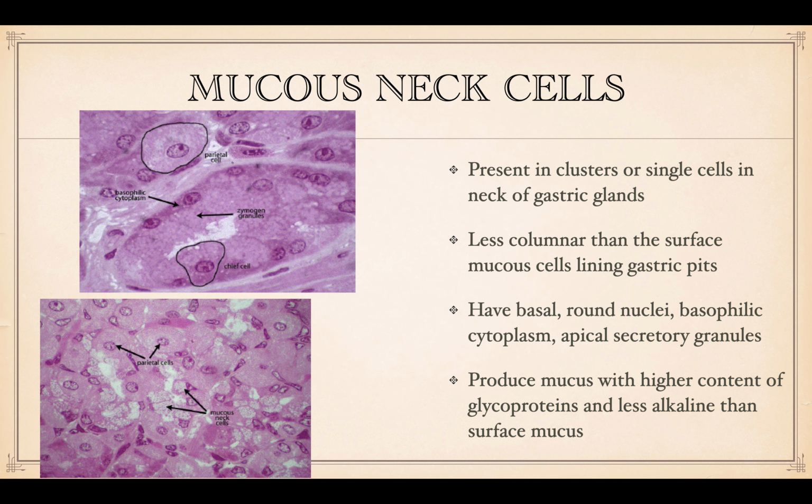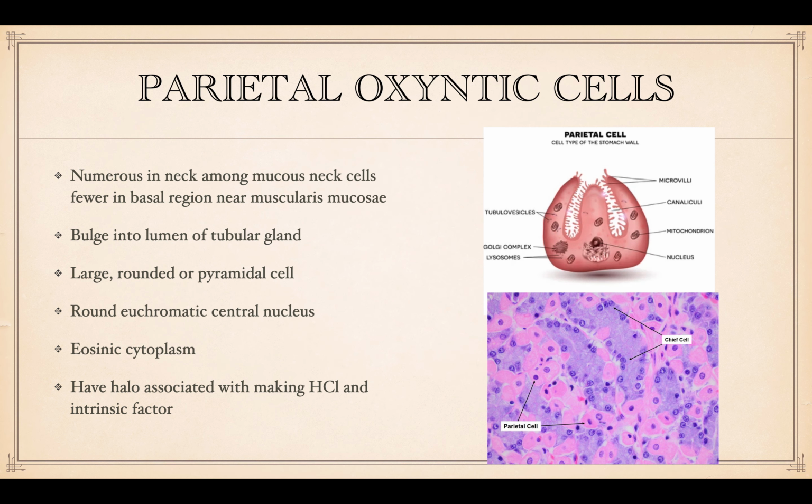So the mucus neck cells, as you can see right here, and right here. So they look almost foamy in a way. They're just clusters, and they're less columnar than the surface mucus cells, so they're not as tall. And they have a lot of apical secretory granules, and those will produce mucus that has more glycoproteins and less alkaline materials than the surface mucus.